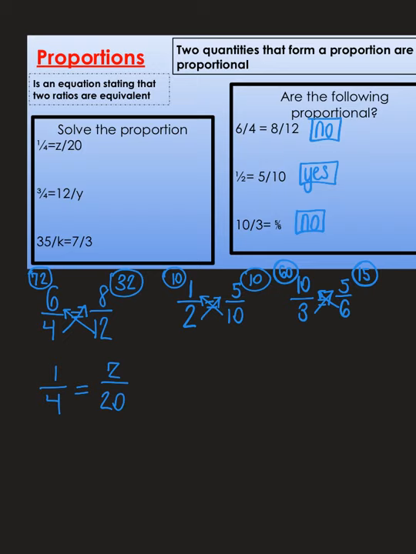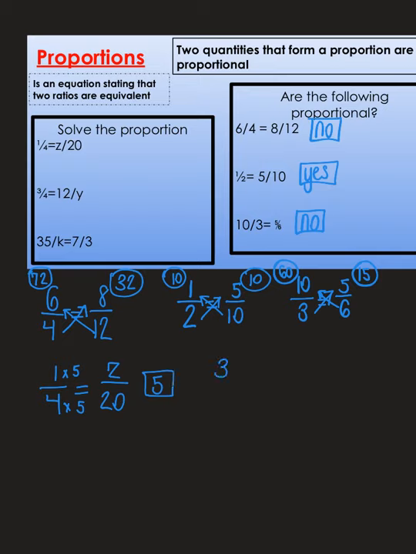There's a couple ways to do that. With these very basic proportions, we can actually start here with the denominators and say, how do I go from 4 to 20? Well, I know that to go from 4 to 20, I would multiply by 5. So 4 times 5 is 20, which means I need to do the same here to the top. If I multiply the bottom by 5, I need to multiply the top by 5. 1 times 5 is 5. Therefore, that tells me that z equals 5.